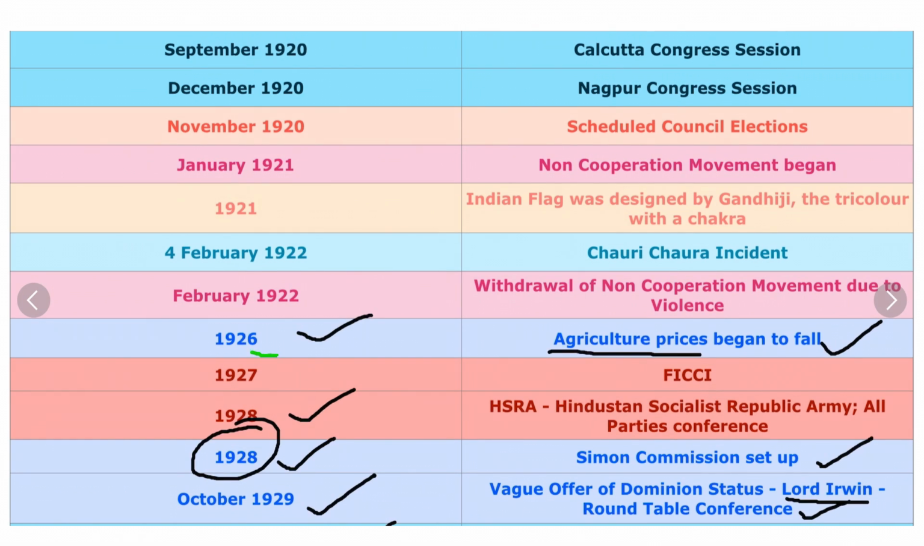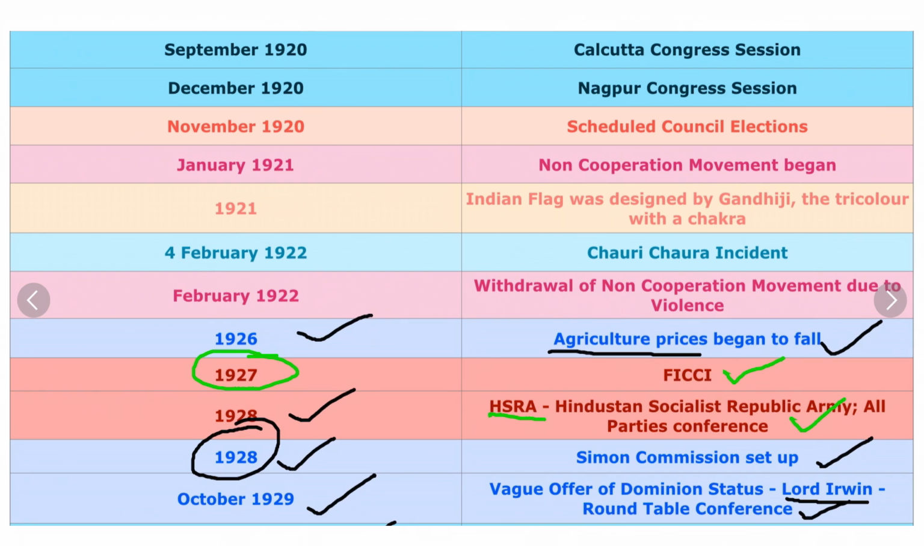Meanwhile, in 1927, the FICCI, or the Federation of Indian Chambers of Commerce and Industry, was set up. During the same time, HSRA, or the Hindustan Socialist Republican Army, was founded at a meeting in Feroz Shah Kotla ground in Delhi by Bhagat Singh, Jatin Das and Ajoy Ghosh.